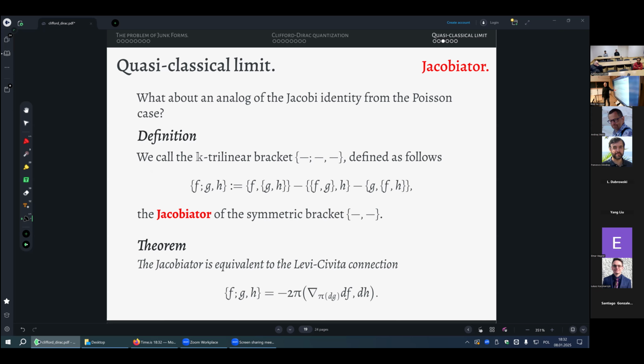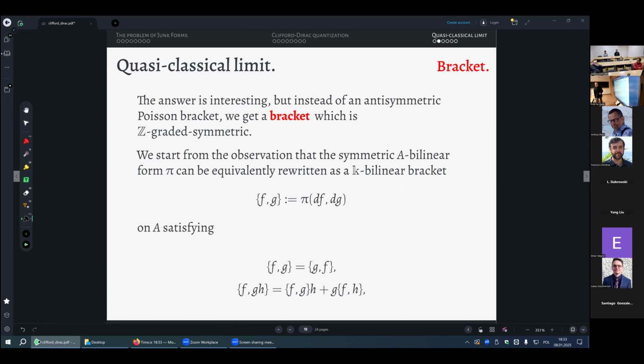The result is Jacobi on one hand. On the other hand, it's a Levi-Civita connection again. The Levi-Civita connection is the right notion from this point of view. So this time, this symmetric analog of the Poisson bracket is primary, and again, the Levi-Civita connection is secondary. Can you remind me how we get the symmetric bracket here? I'm taking the scalar product of differentials.